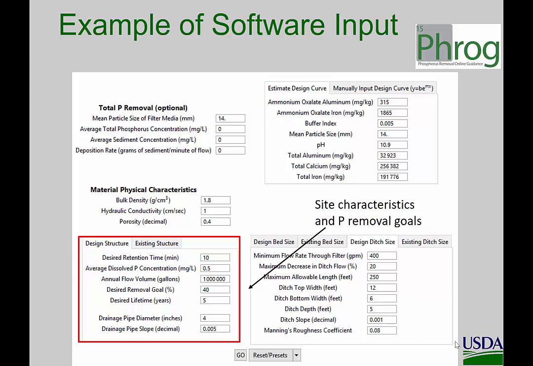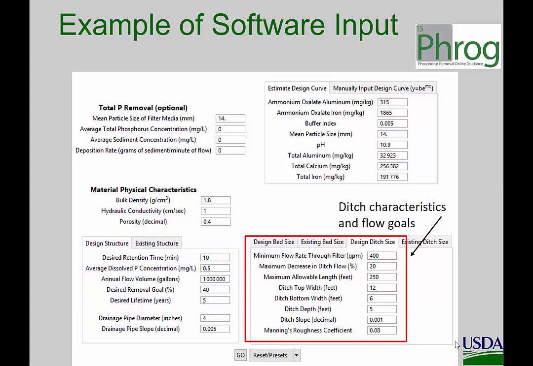We're going to specify a desired retention time of 10 minutes. We want that water being in contact with slag for 10 minutes. The average dissolved P concentration of this ditch site, I'm going to say, is 0.5 milligrams per liter. 1 million gallons per year flows through that site, and we want to remove 40% of the 5-year load. We want to use 4-inch diameter pipe, and it's going to be set at a slope of 0.5%.